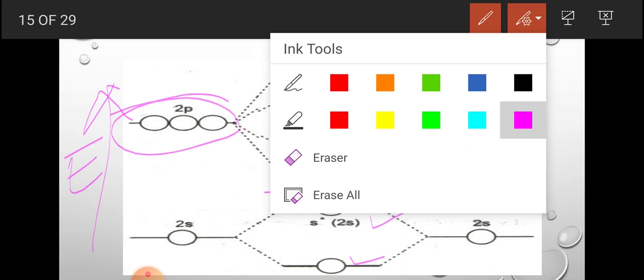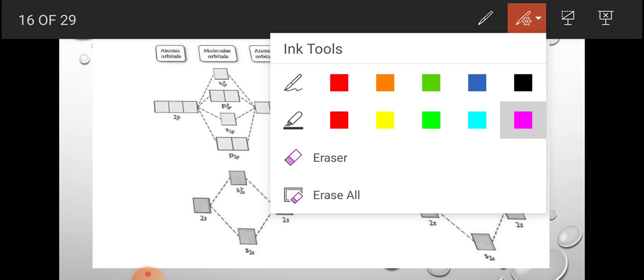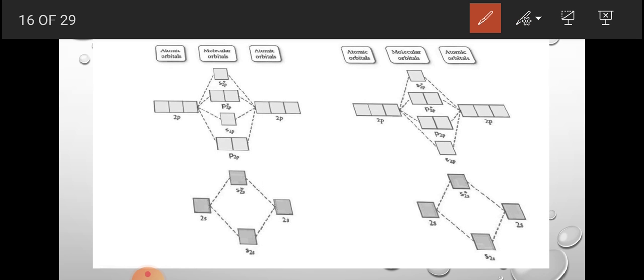What will happen if more than 14 electrons are there? Simply this, you can see here. This was your pi orbital. When more than 14 electrons are there, this will come below. See here. So a rough diagram you can make.